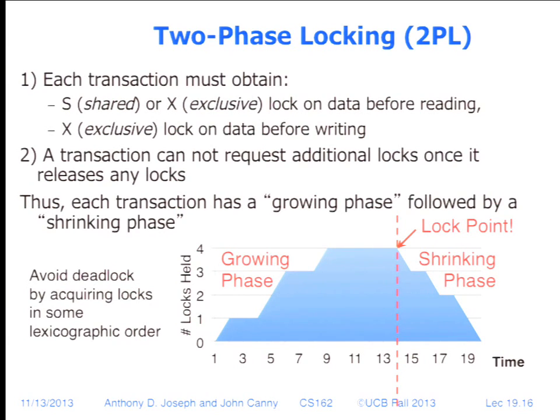Well, we'll get to this a bit later, but it's also desirable to try to lexicographically order the locks that are acquired so that you can avoid deadlock. Basically, you want to always acquire A before B, B before C, etc., so that you can't have some D being acquired before A and creating a cycle.